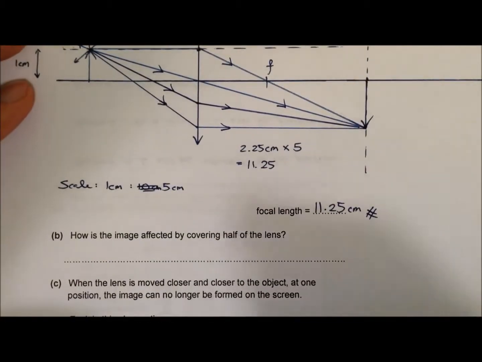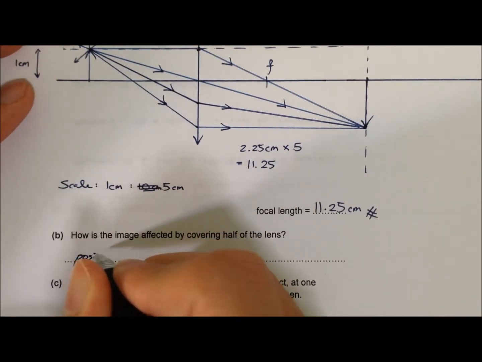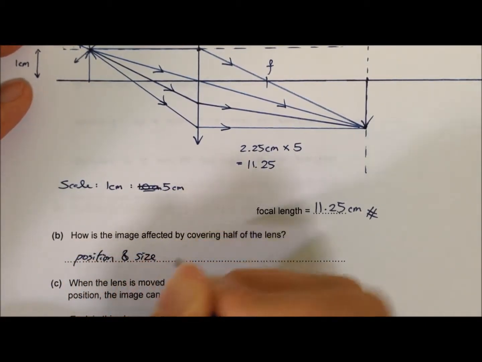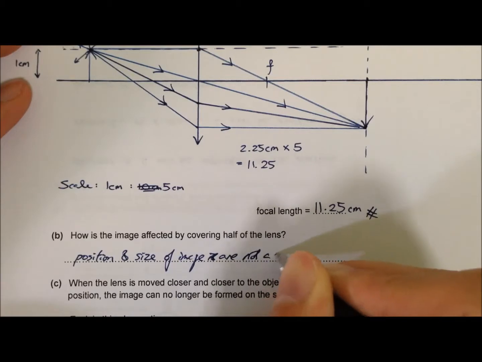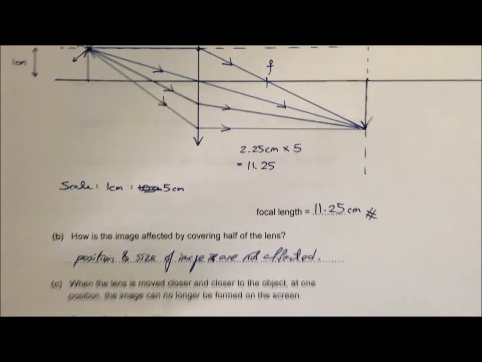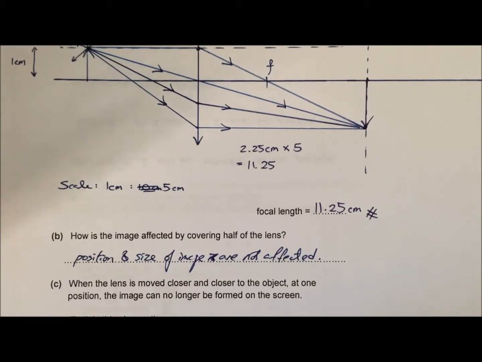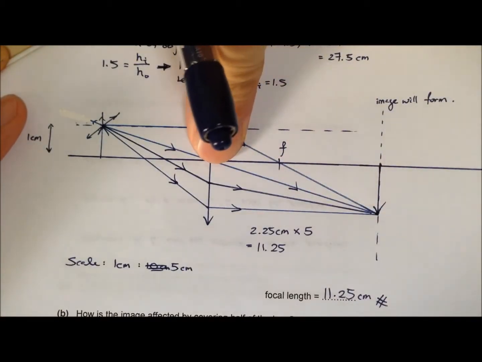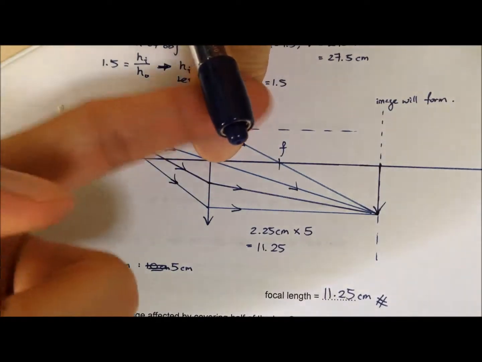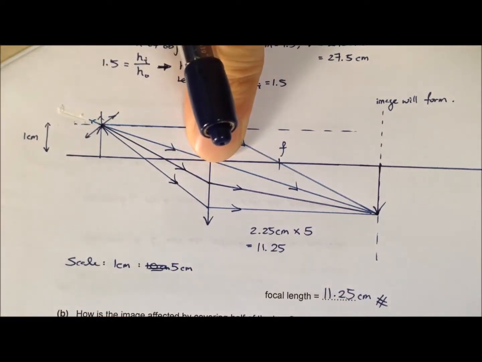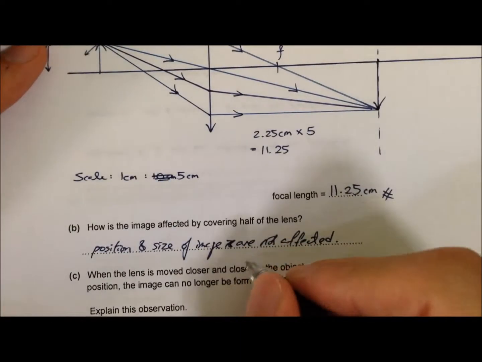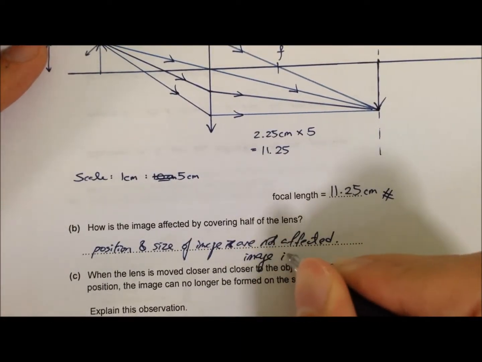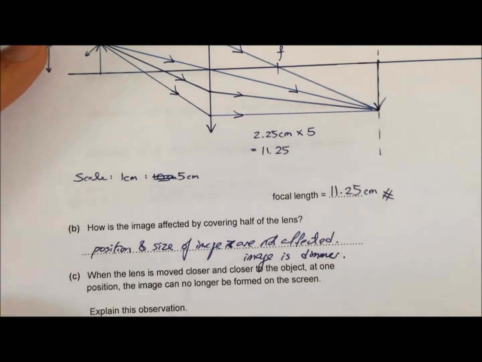So down here what you can write is that the position and size of the image are not affected. So you will be asking me, hey, so no effect? Is that possible? But the thing is that if you cover up this half of the lens, you are effectively blocking all the light from the top. So what do you think about the intensity of the light here? It will be less, right? So less intensity means that your image will be brighter or dimmer? Yes, it will be dimmer. So the image will only be dimmer.